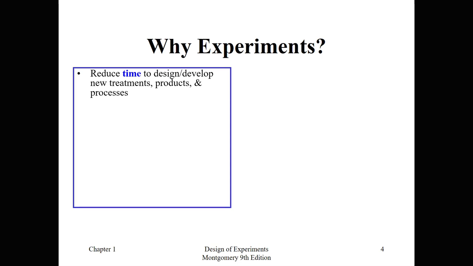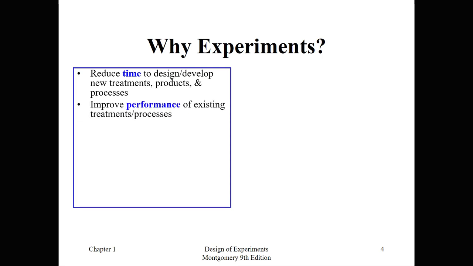And if I can establish that a new treatment procedure works quicker due to a particular design decision, and there's not anything else that has to be taken into account, wouldn't I want to implement a design that allowed me to get this drug on the market sooner, or to get this treatment procedure out sooner, or this product out sooner? Well, the answer is absolutely. So one big reason that we use experiments is to reduce time.